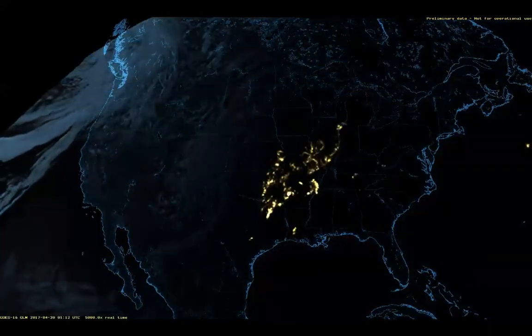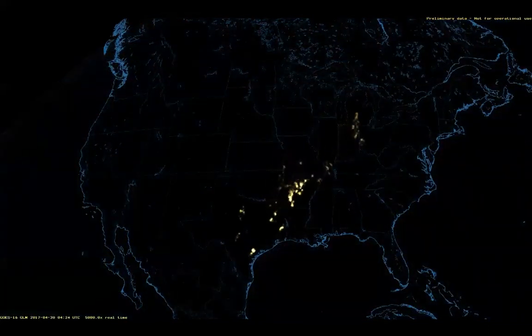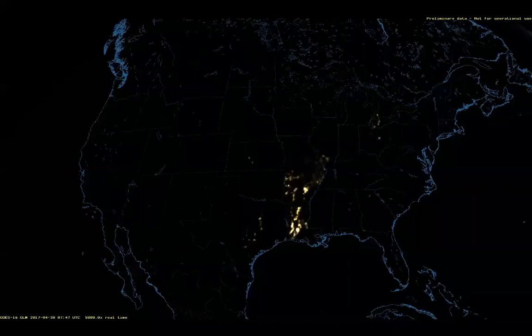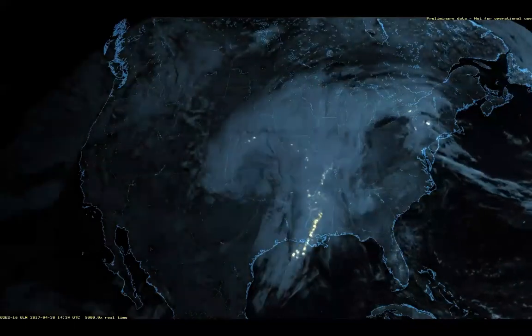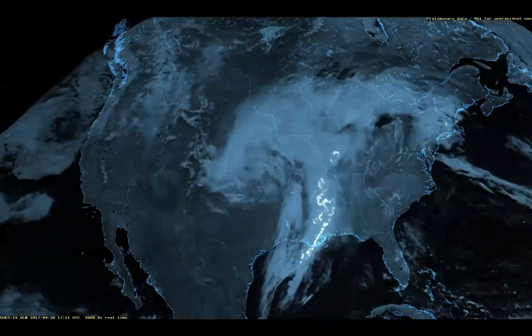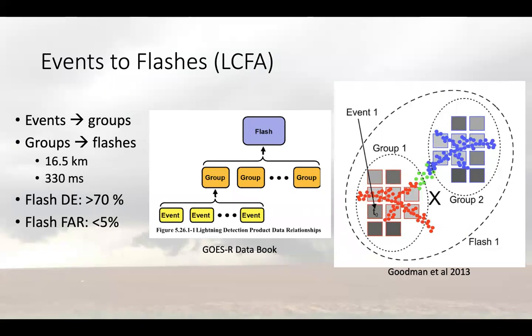We can see convective features. We can see where leading lines of different fronts are. And so we can definitely see lightning in a much larger spatial context than we have been able to before. But we have all these events, which is great, but then how do we get to flashes? To get to flashes, all of those events are fed into a lightning cluster filter algorithm, which takes those events that are all adjacent to each other in a singular time frame, that 2 millisecond frame, and makes them into a group.